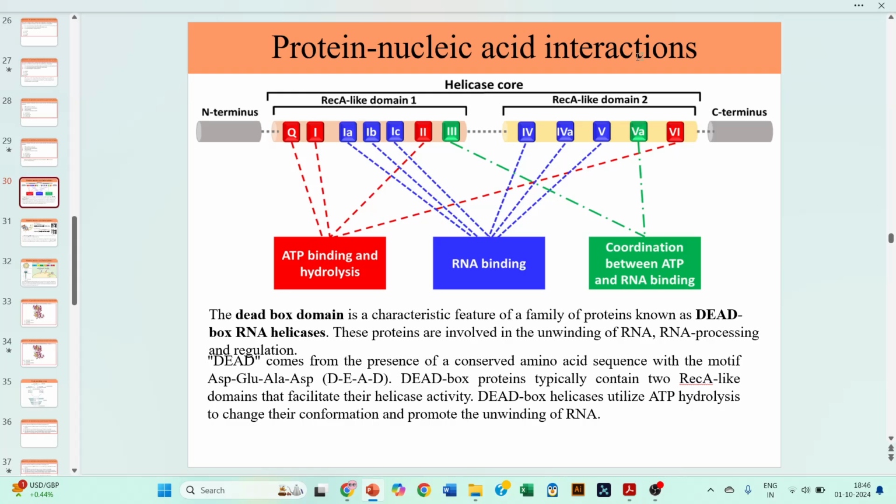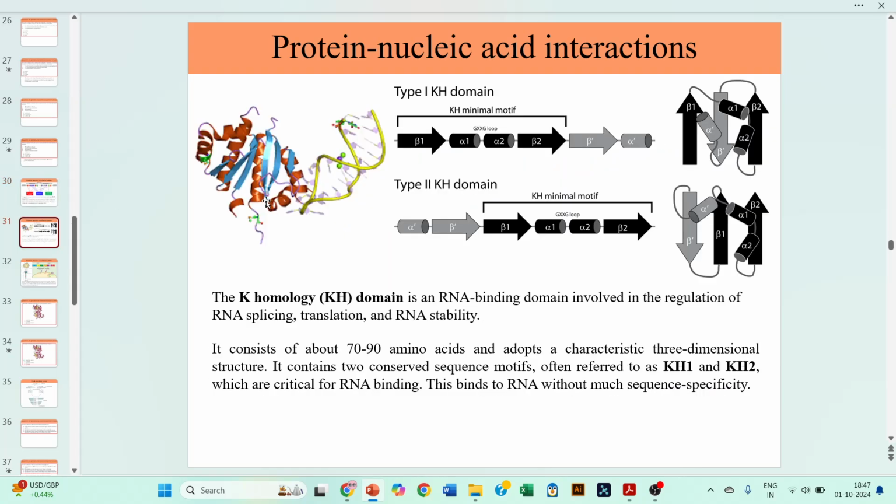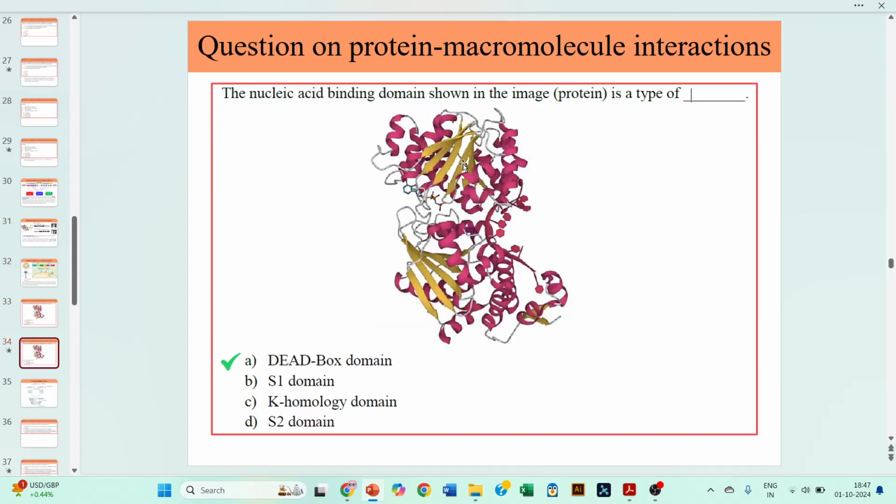Coming to the DEAD box domain, you can see that there are so many different components and it is huge. Coming to the K-homology domain, this is how it looks. There are two beta sheets and there are alpha helices. The right answer for this is the DEAD box domain.